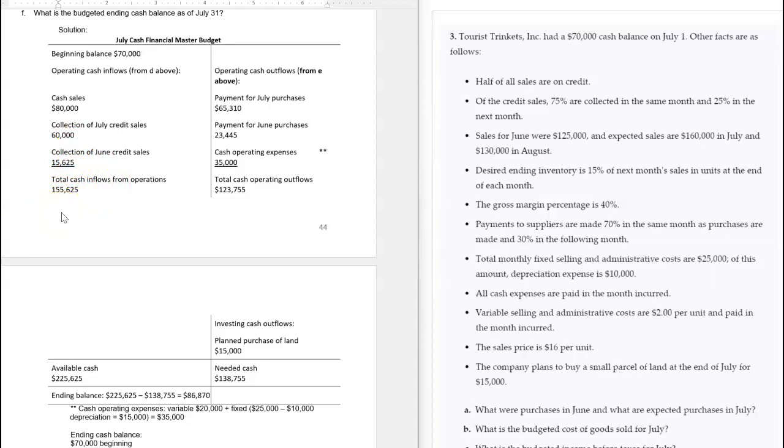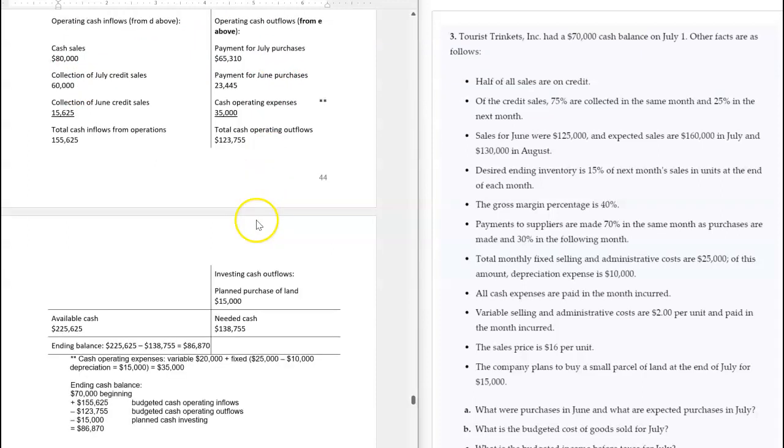This is just for cash now. And then we paid for July purchases, June purchases, and then the cash operating expenses were 35,000. So this is total cash operating outflows, 123,755. These are operating cash inflows and operating cash outflows.